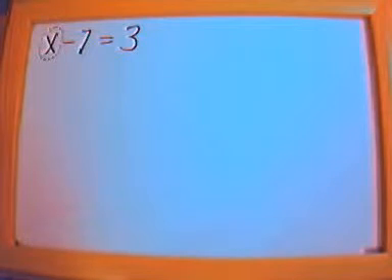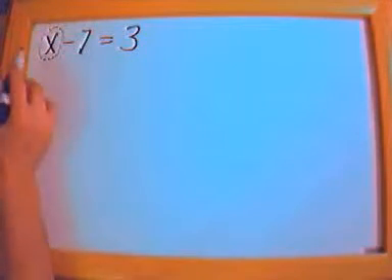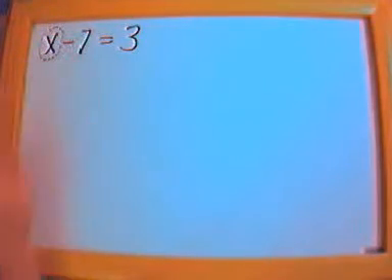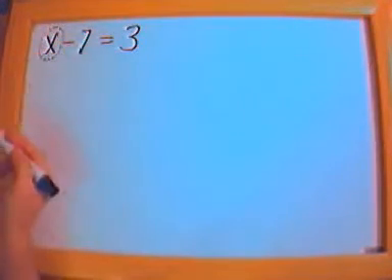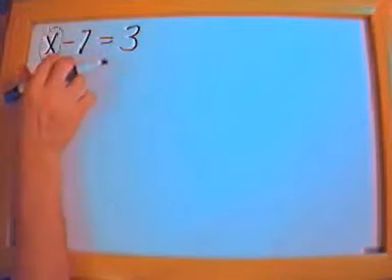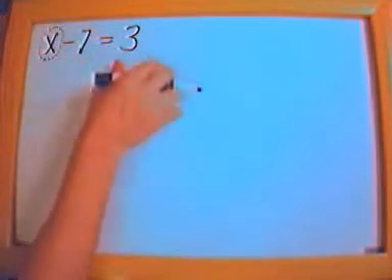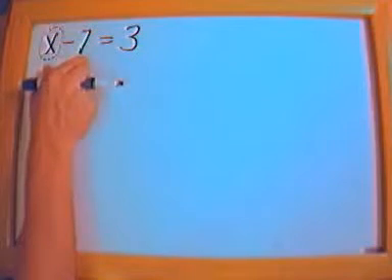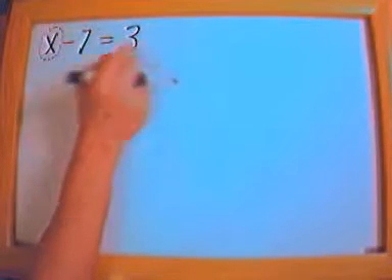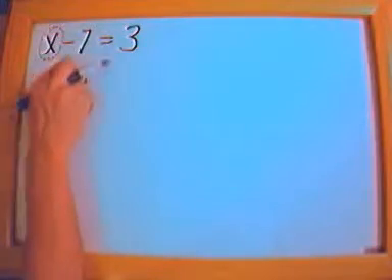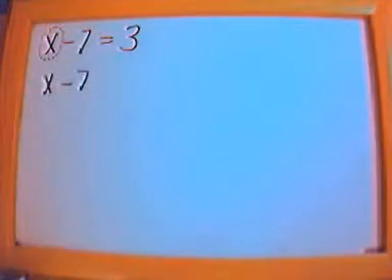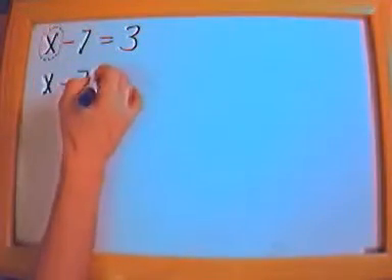So let's just take an example. We want to get x by itself, but we've got this nasty old minus 7 here. So how do we get x by itself? All we need to do is add 7. So let's see what happens. If we add 7 to both sides of the equal sign, because remember, whatever you decide to do to one side, you have to do it to the other side. So let's say x minus 7. I haven't done anything yet. I've just written this down. Now let's go ahead and add 7.